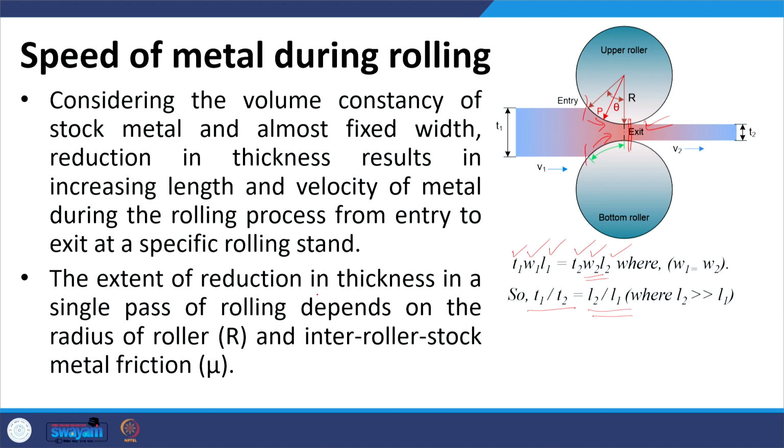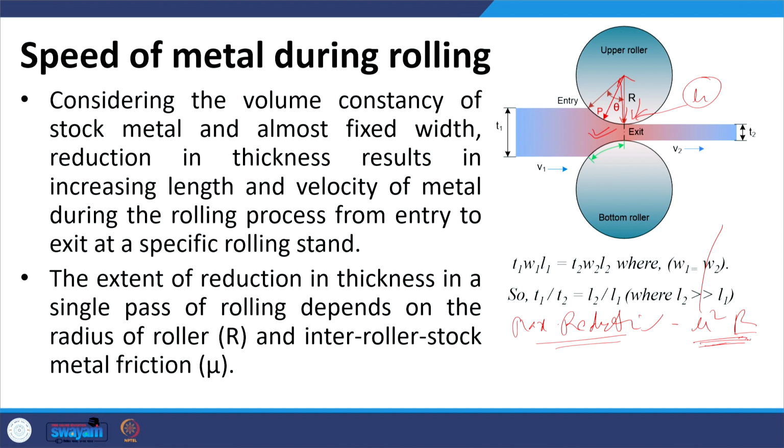So, the extent of reduction in thickness in a single pass of the rolling depends on two important factors that will be determining the maximum reduction percentage which is possible through the rolling in one pass, given by mu square root of r. So, mu is the friction coefficient between the roller and the stock material. Okay. This is mu and r is the radius of the rollers. So, higher is the friction, greater will be the reduction, higher is the diameter of the roller, greater will be the reduction that is possible.